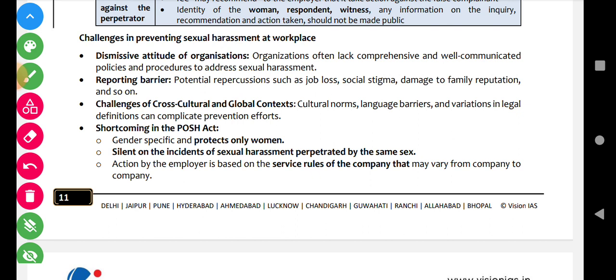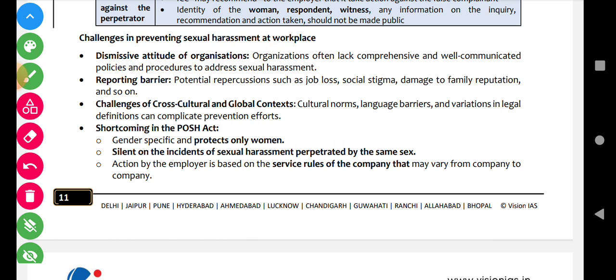Challenges of the cross-cultural and global context: cultural norms, language barriers, and variations in legal definitions can complicate prevention efforts. And what are the shortcomings in the POSH Act? It is gender-specific and protects only women. It is silent on incidents of sexual harassment perpetrated by the same sex.